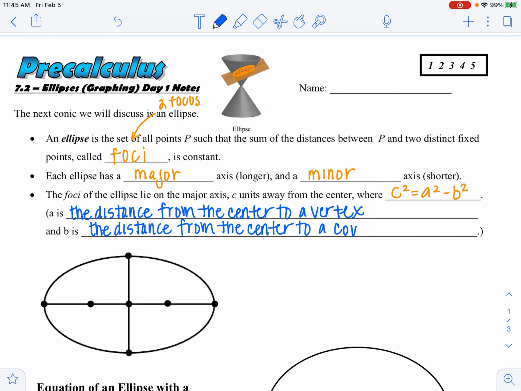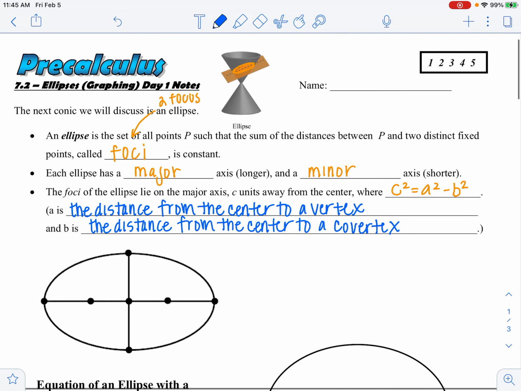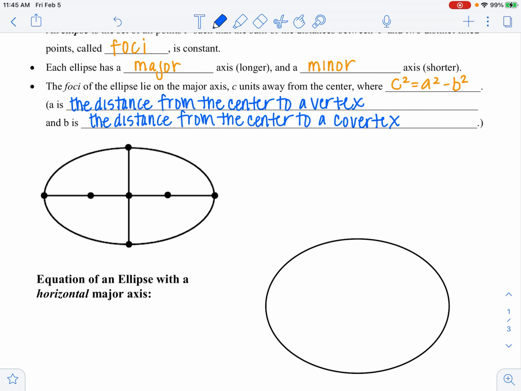Now, you might be saying to yourself, what the heck is A and B? What are you talking about? We don't have the equations yet. So first before we talk equations, let's talk vocabulary. So you know what these words are, what we're looking at: co-vertex, vertex, minor axis, major axis, foci.